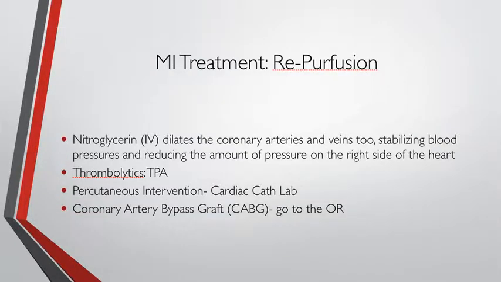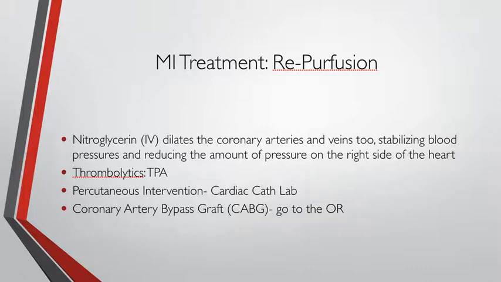And then that brings us to our end goal. What are we wanting to happen? Reperfusion. Open up that occluded blood vessel so blood can flow through there normally. So nitroglycerin. I've talked sublingual. Now I'm talking IV. We can give them an IV infusion of nitroglycerin that helps dilate those coronary arteries and veins, and that can stabilize the blood pressure and reduce the amount of pressure on the right side of the heart.